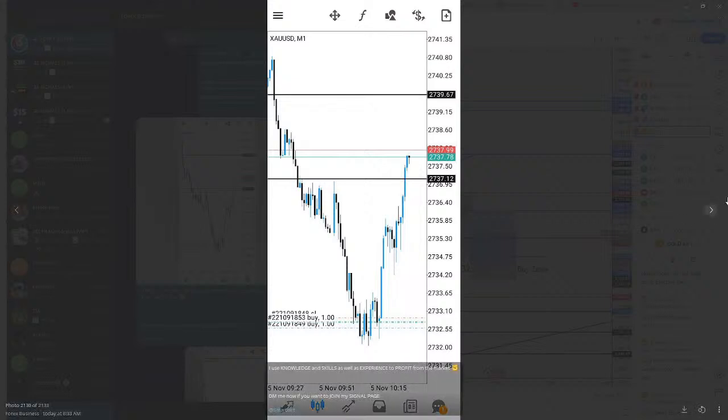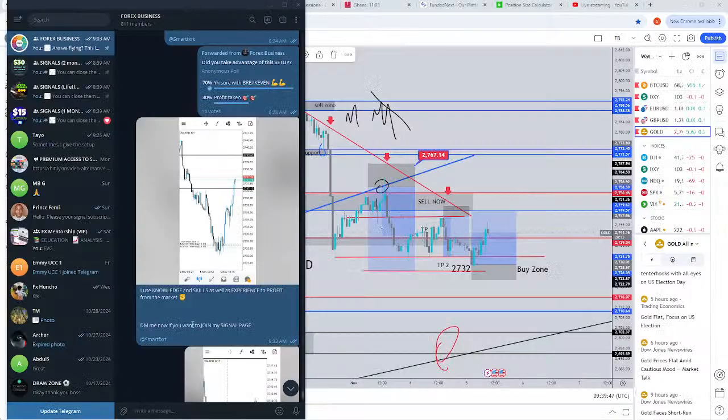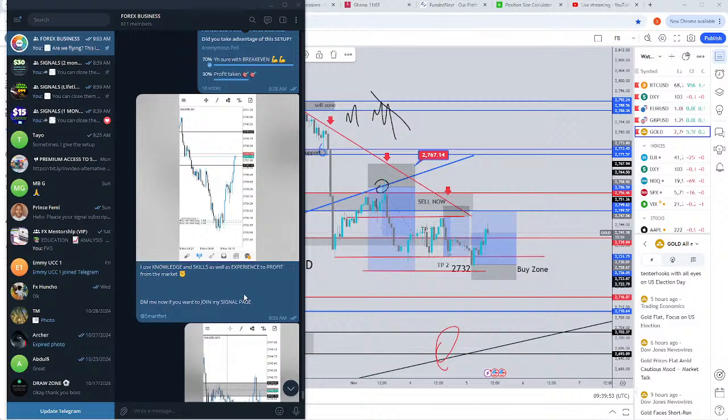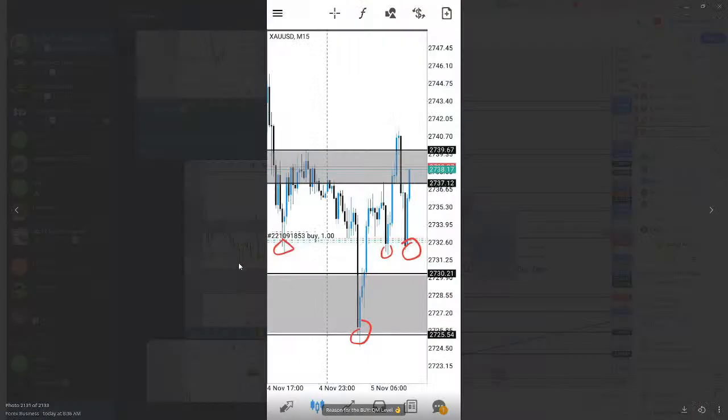I love that. And I also told them that I'm combining knowledge, skills and experience to profit from the market. So that's what I did. And then I interpreted the concept. So this is the Quasimodo level. We have the left shoulder and then the right shoulder, then the head is over here. And then the thing started going up, started flying.